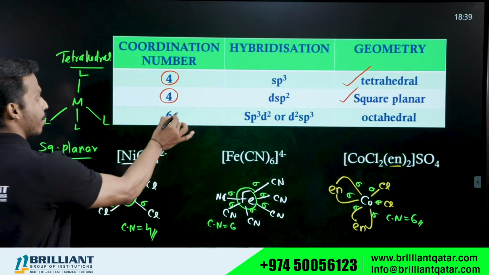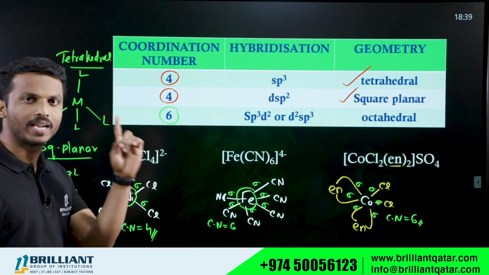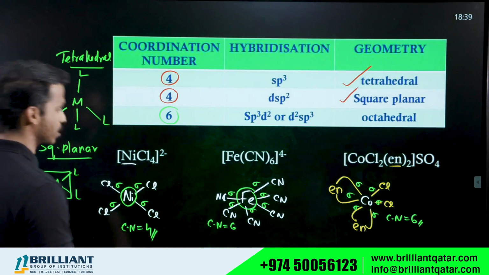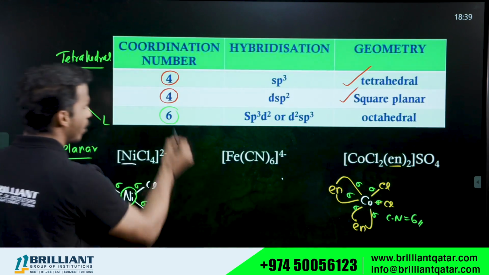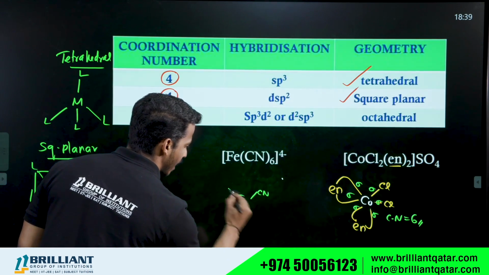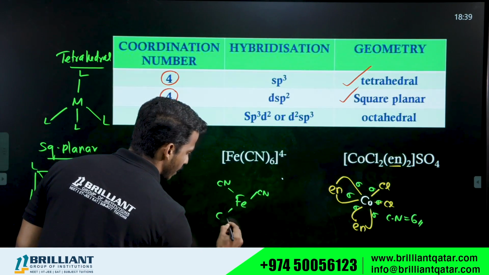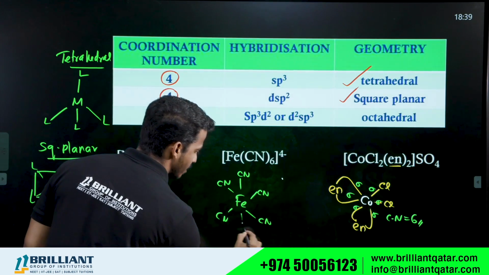If the coordination number is 6, there is only one possible structure. Let me write it here. For example, iron is the metal atom with six cyanide ligands, each connected through carbon: CN, CN, CN.